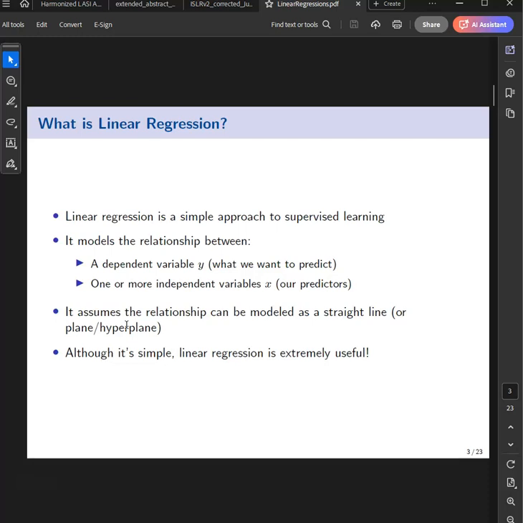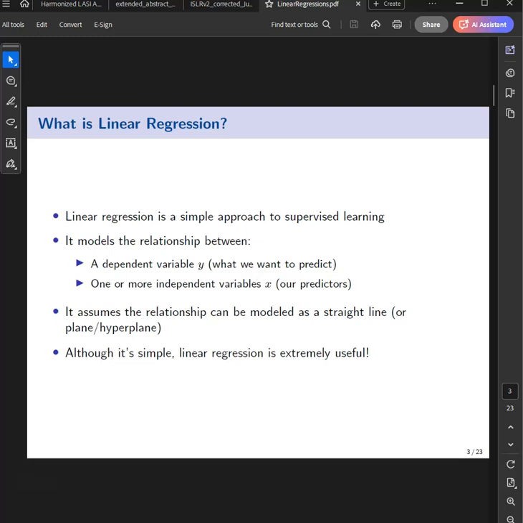Linear regression is, to put it simply, a way of modeling relationships between variables. So think of it as finding the best straight line through your data points. This approach helps us understand how one thing affects another. When we use linear regressions, we're looking at the relationship between a dependent variable, the one that we want to predict, and one or more independent variables, those are our predictors.